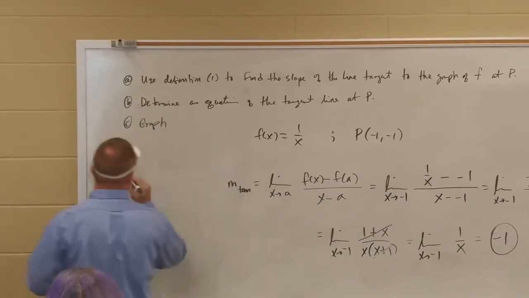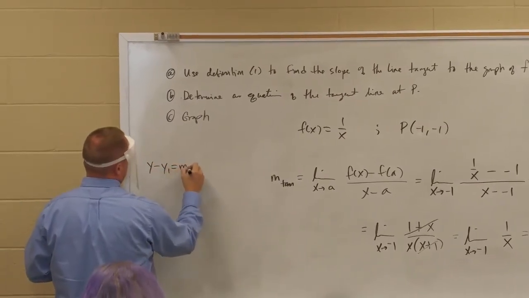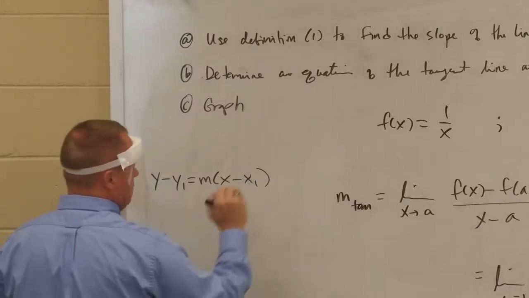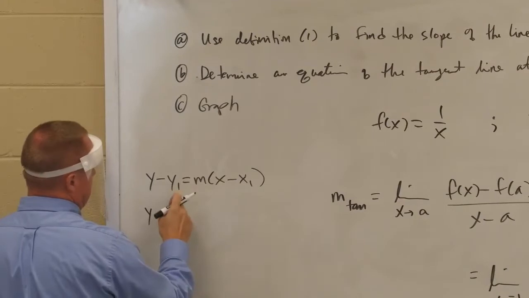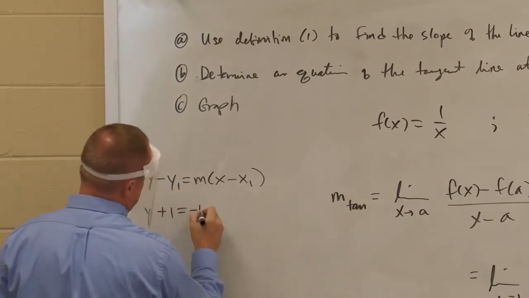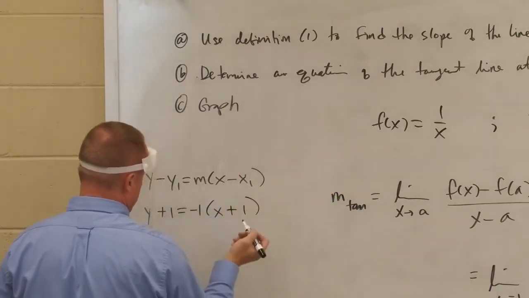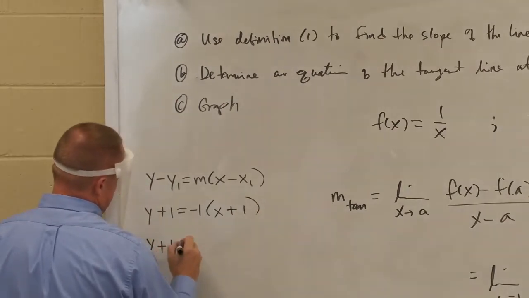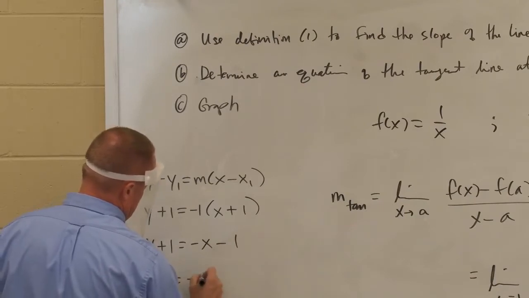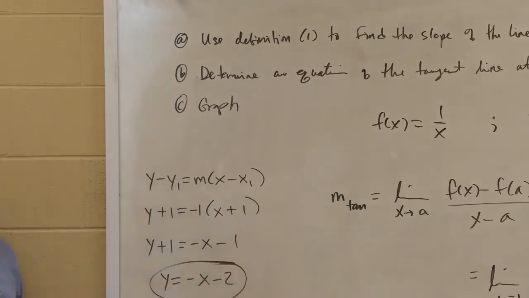Now, determine the equation of the tangent line. Start with point slope form. Okay? Plug in the point, negative 1, so y minus negative 1, that'll be y plus 1. Your slope is negative 1, everything's negative 1. x minus, the x coordinate's negative 1, so that'll be plus 1. So I get y plus 1 equals negative x minus 1. y is equal to negative x minus 2. There you go. Okay?